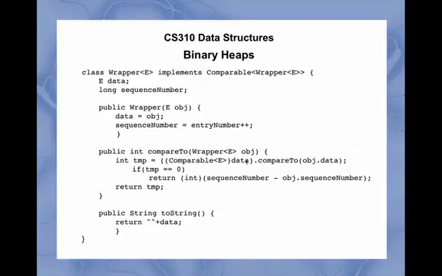So for instance, if we have a 1 and a 2, then the 1 is less than the 2. If we have a 3 and a 3, then the sequence number of 1 is less than the sequence number of the other, and that's what's used here. In the case where they're equal, then the sequence number is used. Otherwise, the data elements themselves are just used.